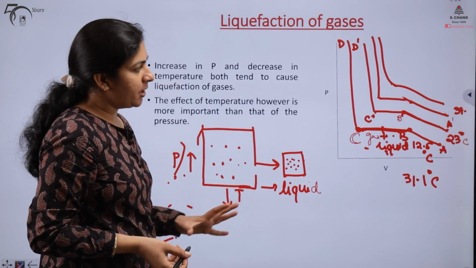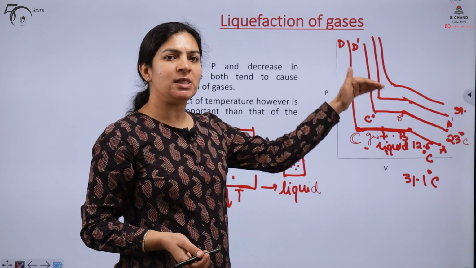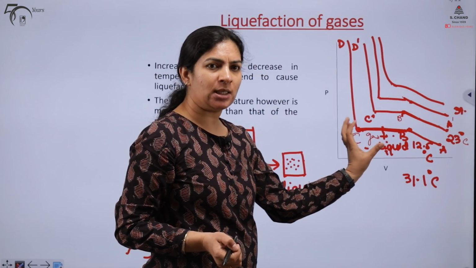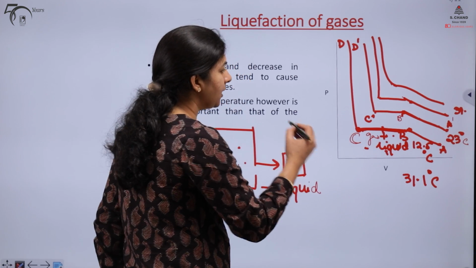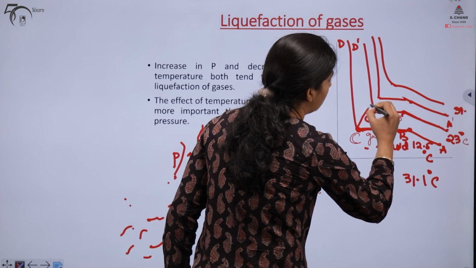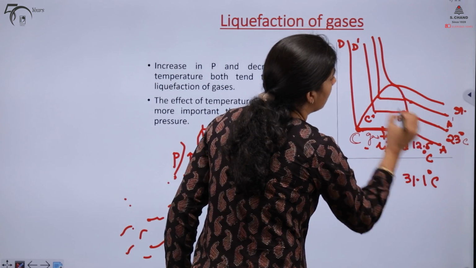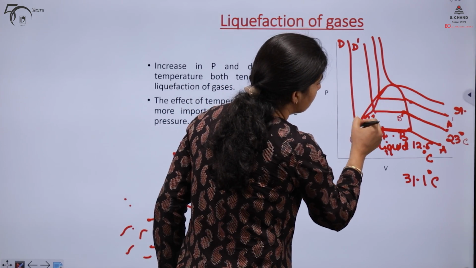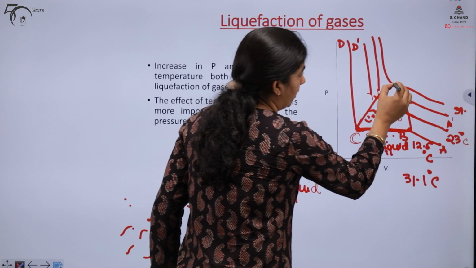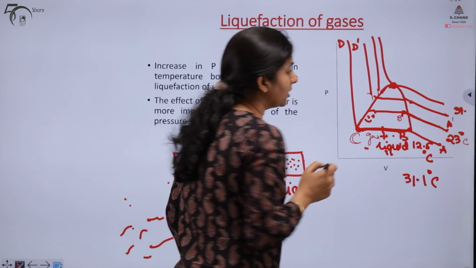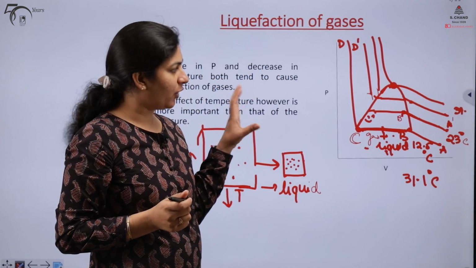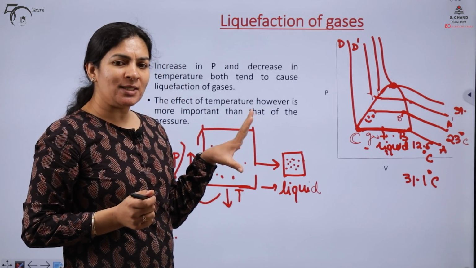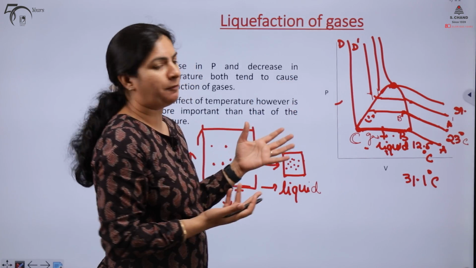Now, what do we see here? As we keep on increasing the temperature, this horizontal portion is squeezing and ultimately it will turn to a point. And if I join the horizontal portions of all these curves, what is this point? This curve has been plotted at 31.1 degrees Celsius for carbon dioxide. So what we see here is that there is no mixed phase.